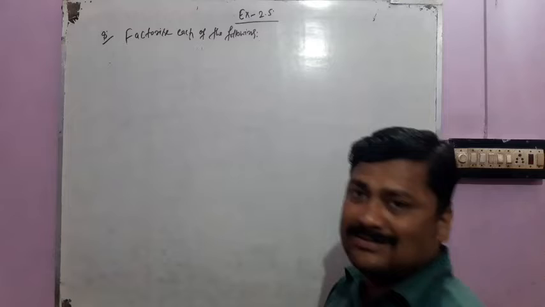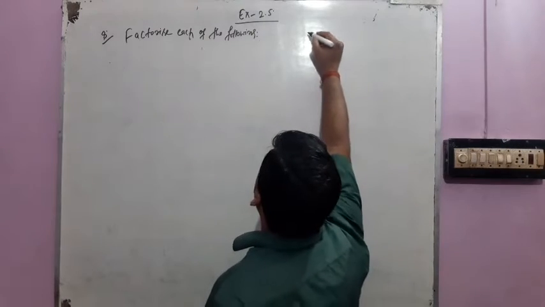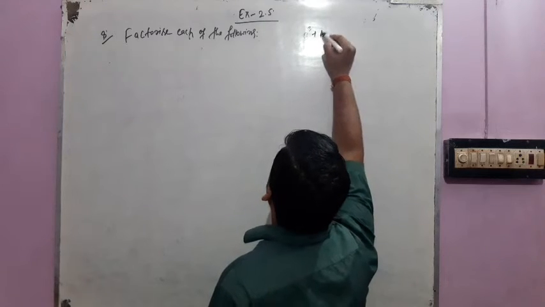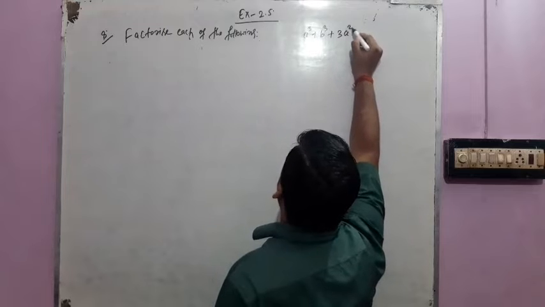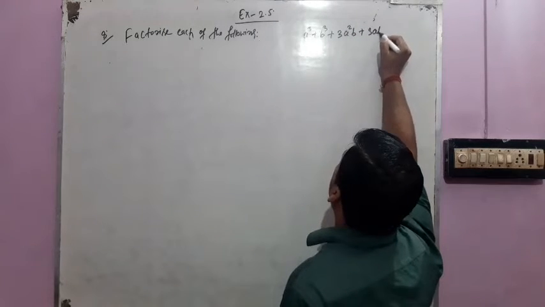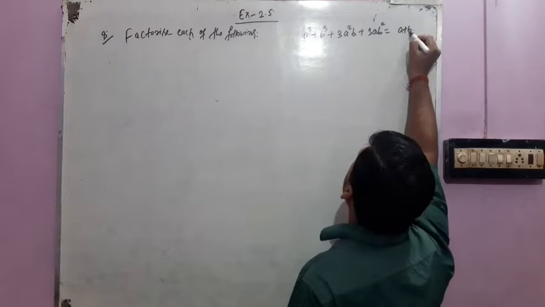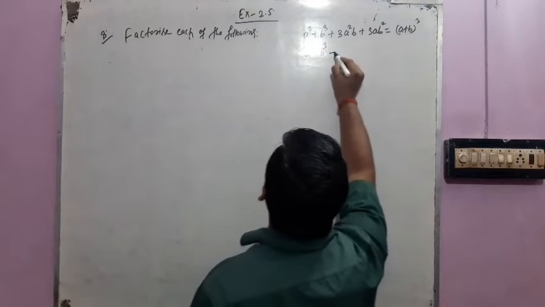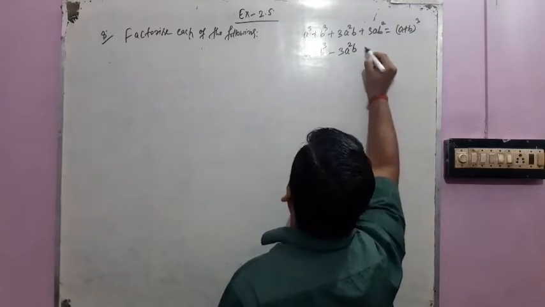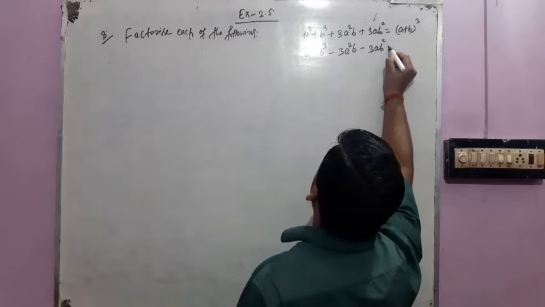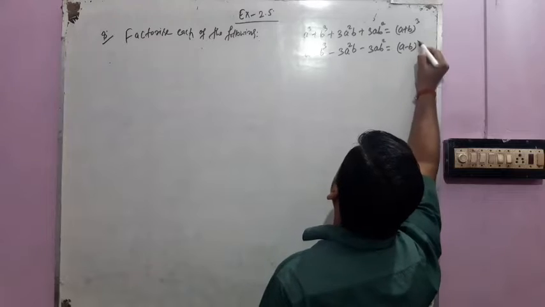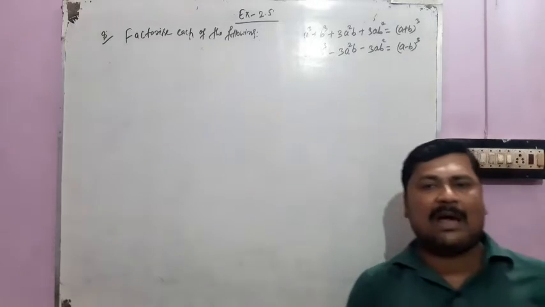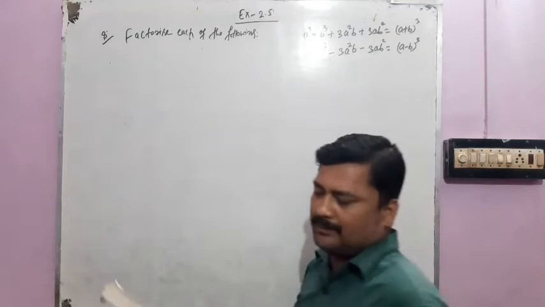But before going to factorize these polynomials, we have to keep one thing in our mind, that a cube plus b cube plus 3a square b plus 3ab square is equal to whole cube of a plus b, and a cube minus b cube minus 3a square b minus 3ab square is equal to whole cube of a minus b. These two identities we have to keep in our mind when we are going to solve this question.